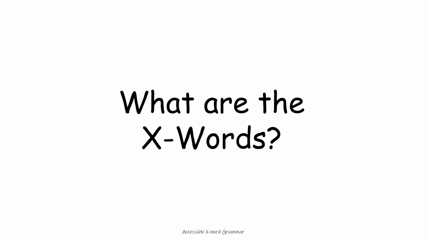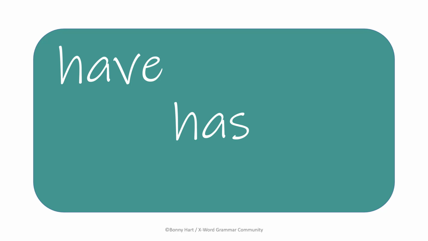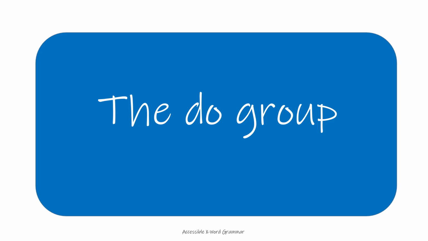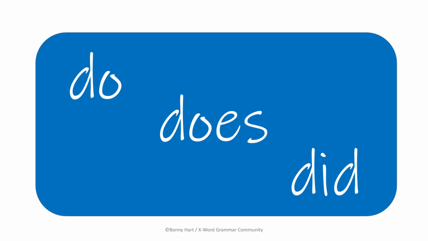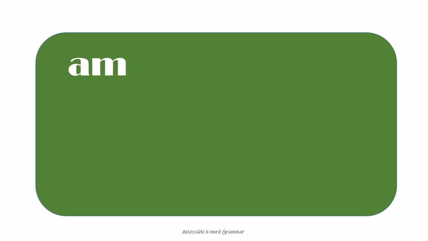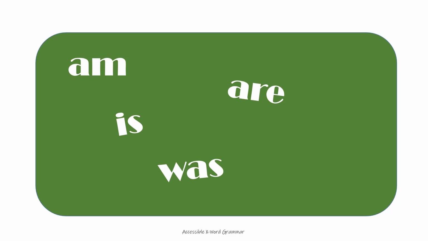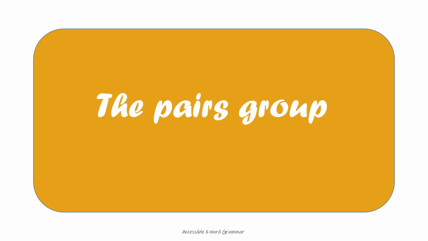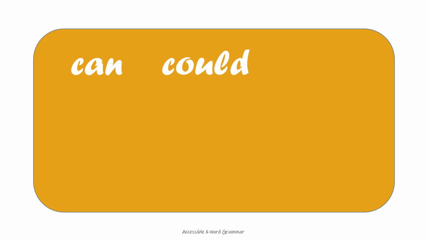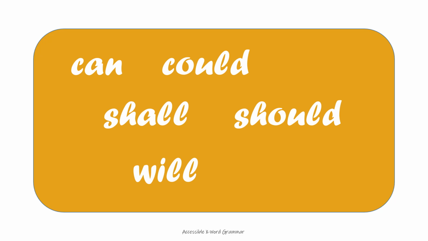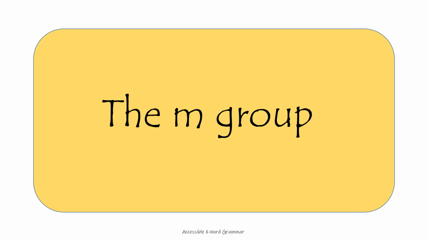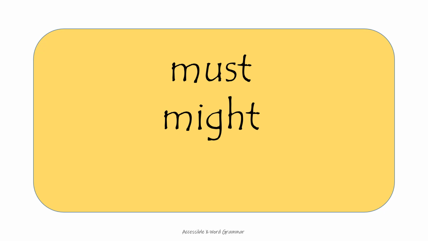So, what are the X words? In traditional grammar, they're called the auxiliary verbs. We put them in groups to make them easier to memorize. There is the have group, have, has, and had. The do group, do, does, did. The be group, am, is, are, was, were. The pairs group, can, could, shall, should, will, would. And the M group, must, might, may.